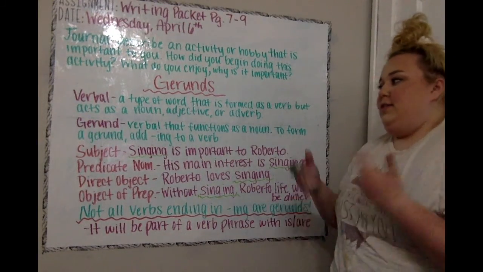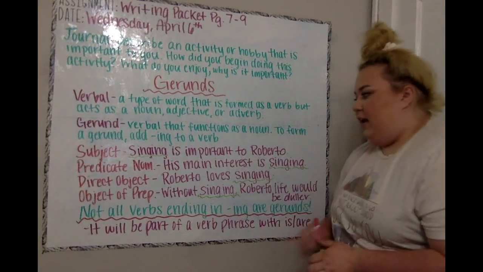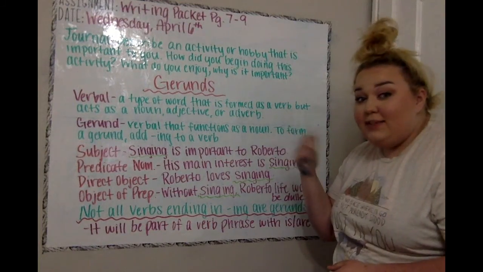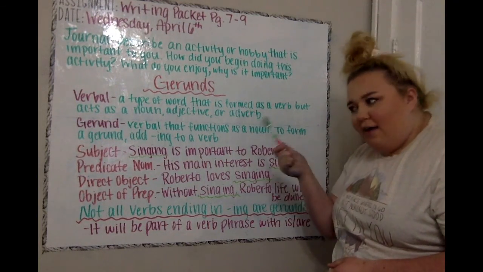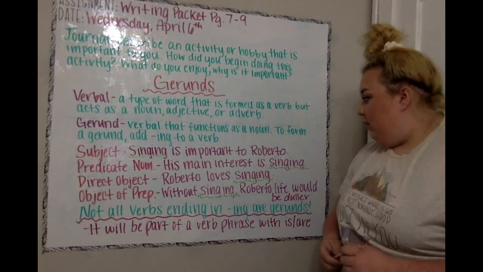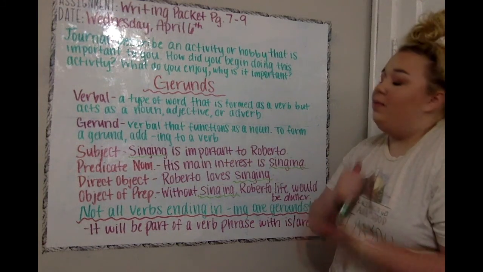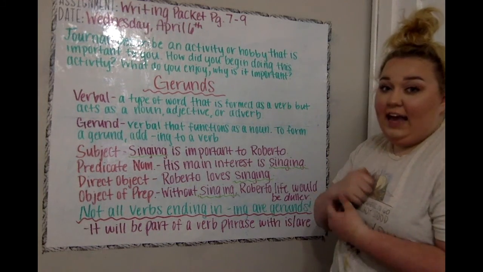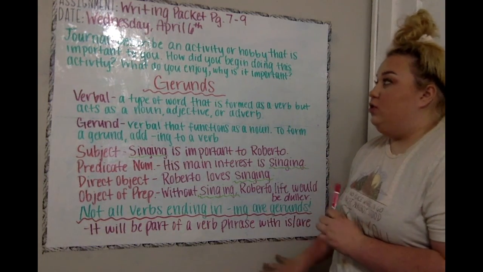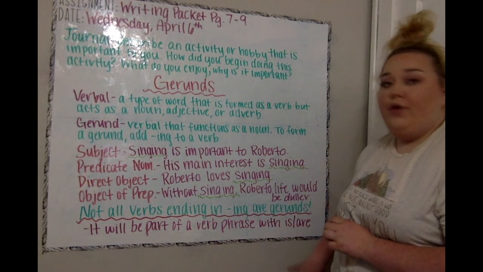That's what a verb is, whatever the subject of the sentence is doing. In none of these sentences is Roberto actually singing. He's just thinking about singing, or it says he loves singing. In this sentence, the verb would be loves, that sort of thing. So now we're going to take a look at the guided practice on page 8 together, and then you guys will do the stuff on page 9 on your own. So let's take a look at page 8 together right now.